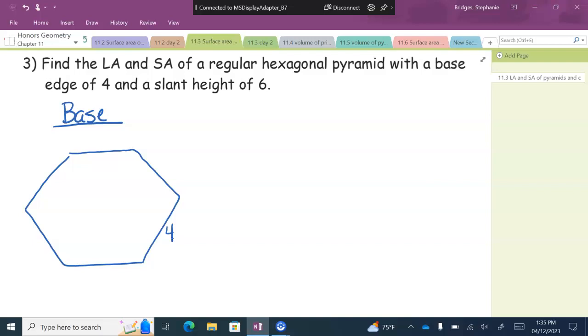What 2 things do I need to know about the space? I need to know its perimeter. Okay. If one side is 4, how many sides does a hexagon have? 6, which would give me a perimeter of 24.